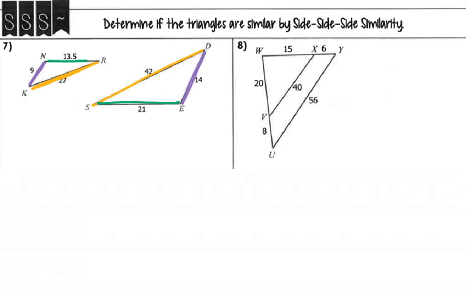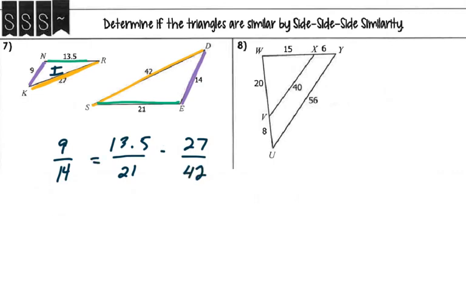So now what we're going to do is compare the side lengths. I'm going to list the triangle lengths for the first triangle here as 9, 13.5, and 27, and place them all over their corresponding sides on the other triangle. So 9 corresponds to 14, 13.5 corresponds to 21, and 27 corresponds to 42.